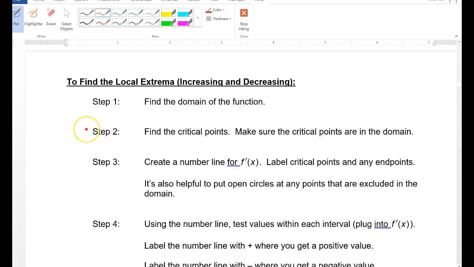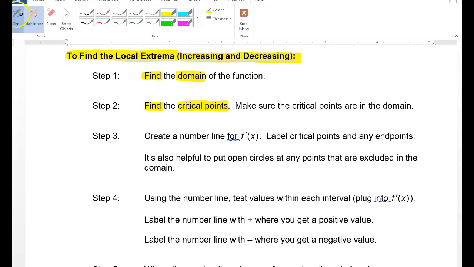Now our steps here, this is going to be really important for the next section. So to find local extrema, and this will lead into the next section where we are going to consider where a function is increasing or decreasing. So first thing we want to do, find the domain. That's step 1. Next, we want to find the critical points, and we want to make sure that the critical points are in the domain.